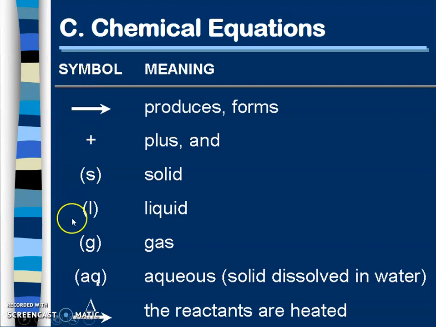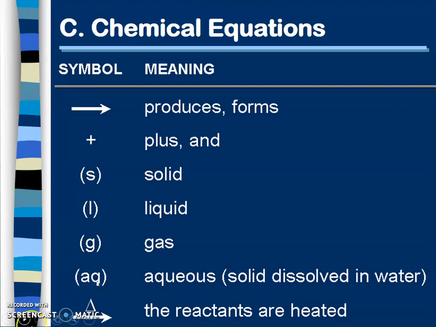Okay. We also need to represent what physical state our substances are in. So we do that by writing in parentheses after the chemical formula. If it's a solid, we use an S, liquids get an L, gases get a G. Now something new is aqueous. Okay, so AQ. This is new to us. We haven't heard this term in this class yet. So aqueous simply means that it is a solid that is dissolved in water. So for example, if you make salt water, okay, salt is sodium chloride. That means that you have aqueous sodium chloride when you make salt water.